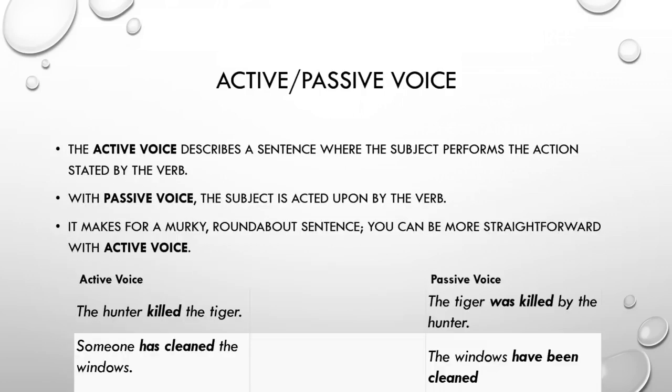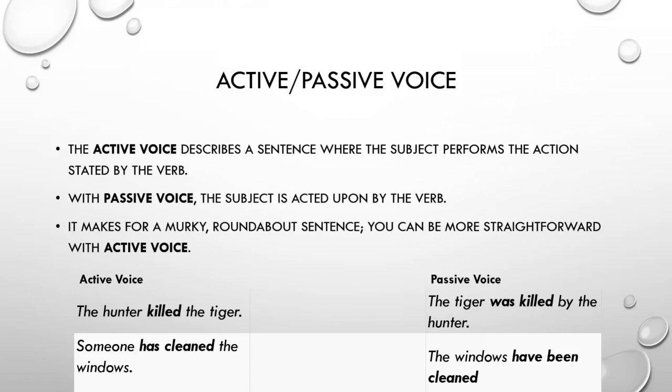Now we'll see the active and passive voices. So the active voice describes a sentence where the subject performs the action stated by the verb. And in the passive voice, the subject is acted upon by the verb. So active voice is a sentence where the subject performs the action, while the passive voice is where the subject is acted upon by the verb.